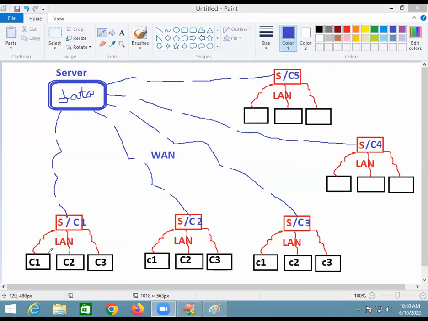Red to black connection is called the LAN. Blue to red connection is called the WAN. This is through cable systems, or through remote communication, maybe satellite communications or TV towers or dishes, something we are using for communicating purposes.